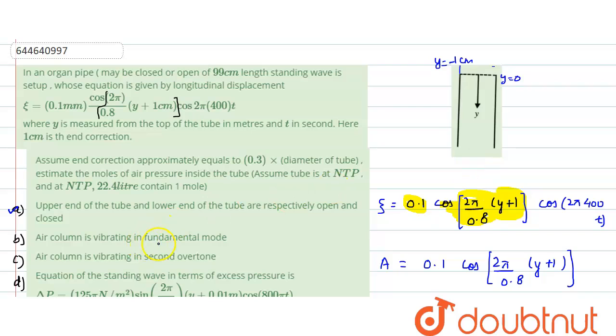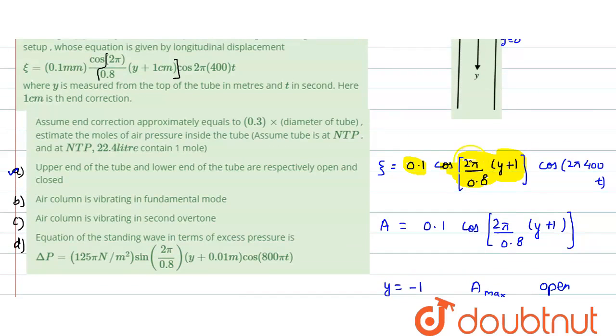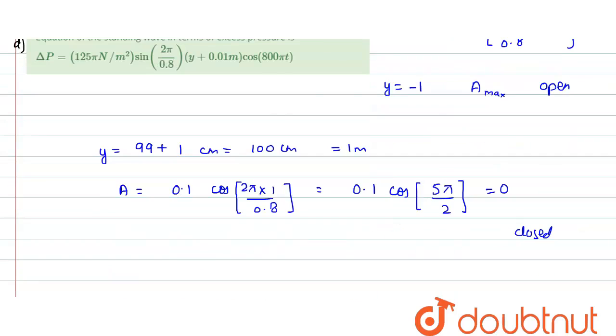Now what we need to find is whether it would be vibrating in the fundamental or the first overtone. If we see from this expression, this would be the value if we compare it with our equation.